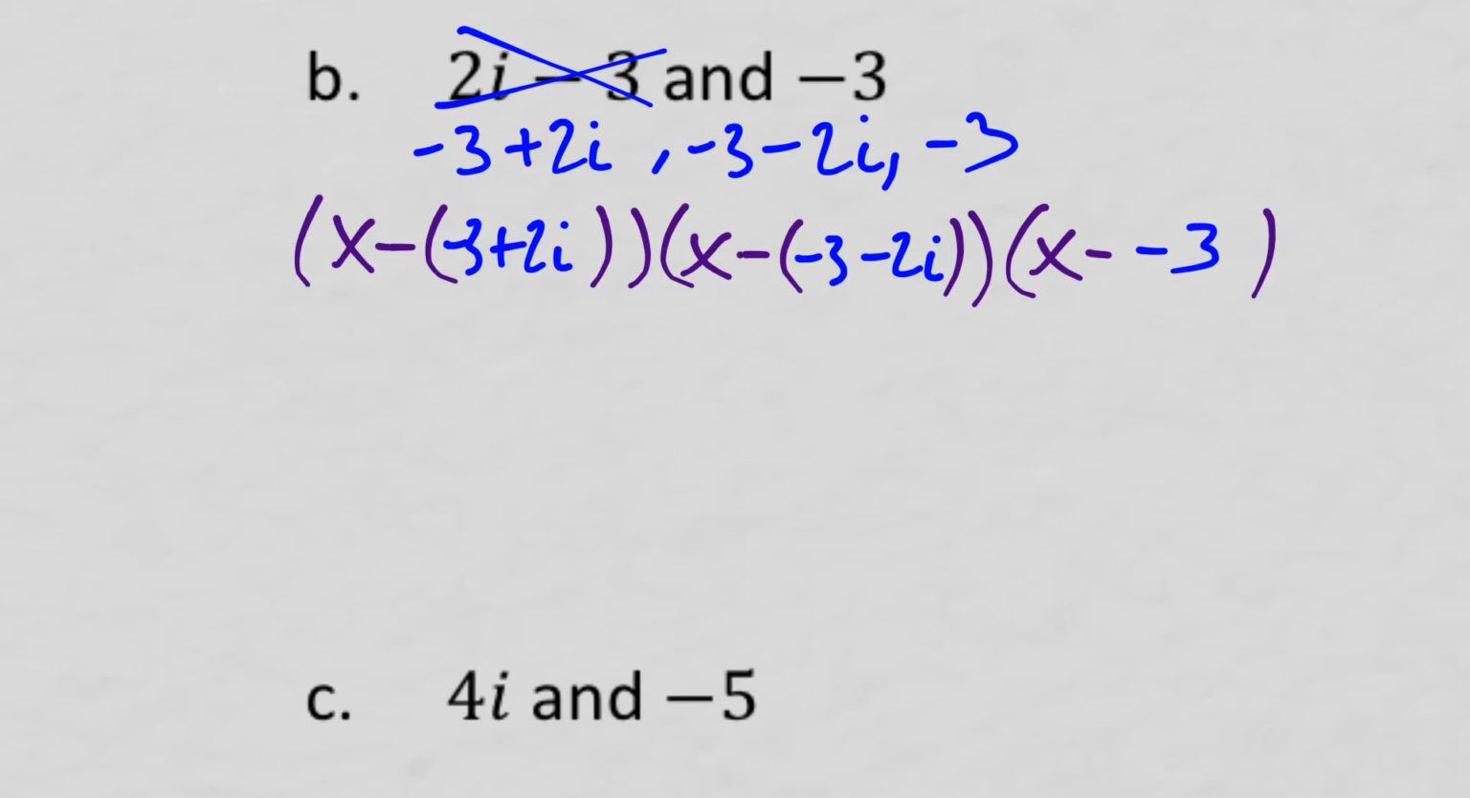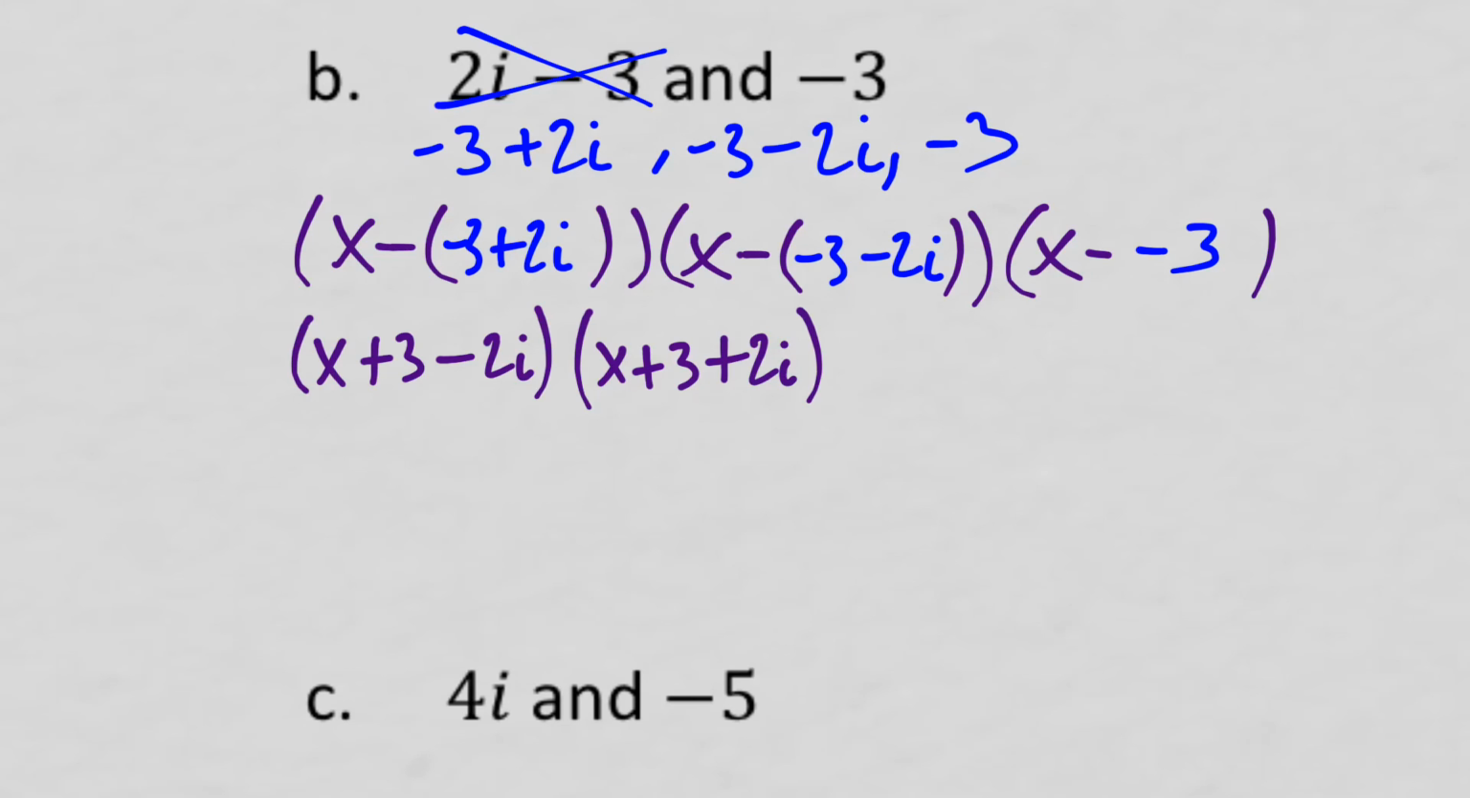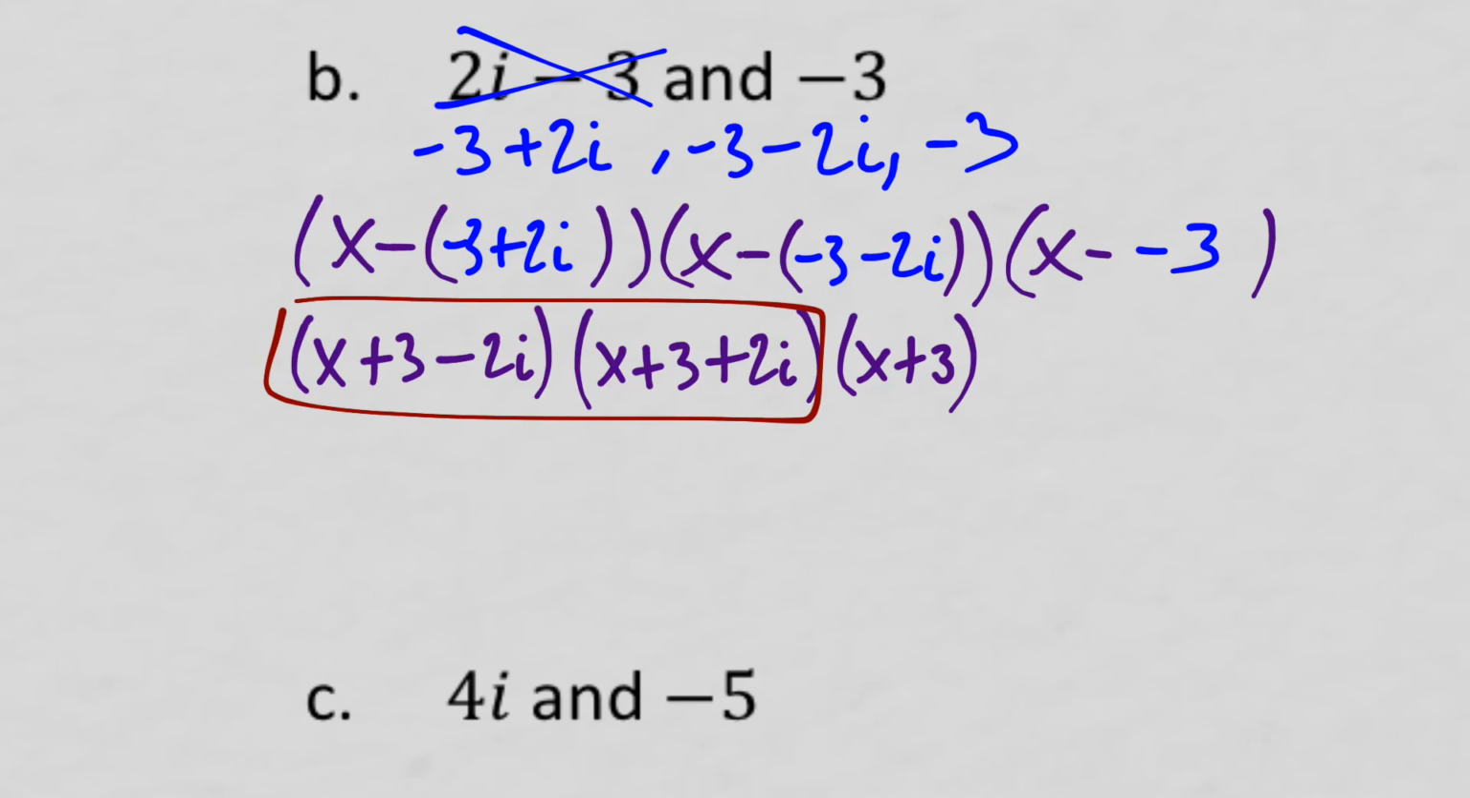Alright, let's finish it. What you're going to do here is basically distribute the negative. It's minus negative 3, so that means plus 3, and minus 2i. So what you have on this one is x plus 3 minus 2i. Same thing for the next one. Distribute the negative, and you're going to get x plus 3 plus 2i. And then the other one is just x minus negative 3, which is x plus 3. The first thing you're going to do is multiply these, the ones that have the imaginary number in it. So let's multiply those out.